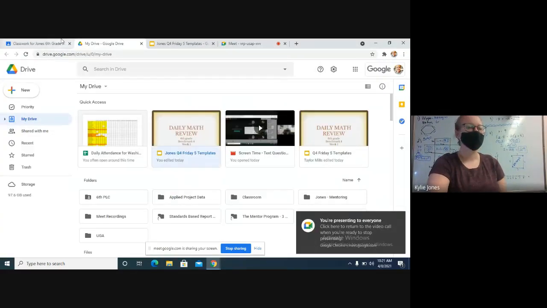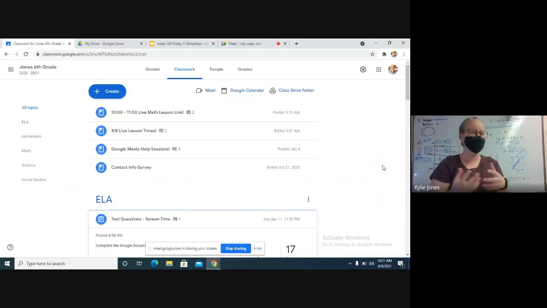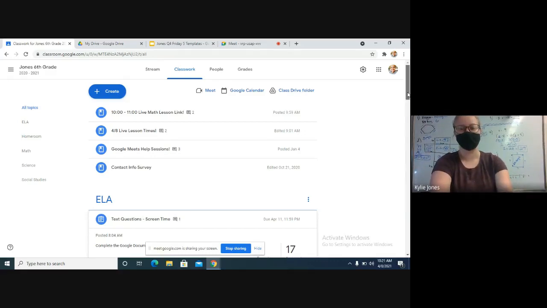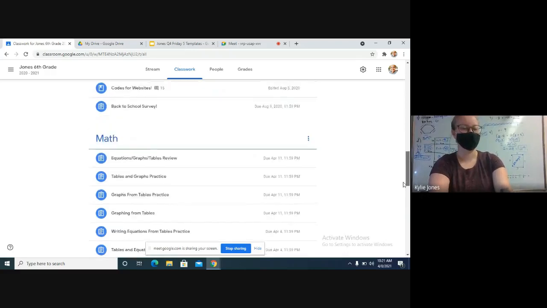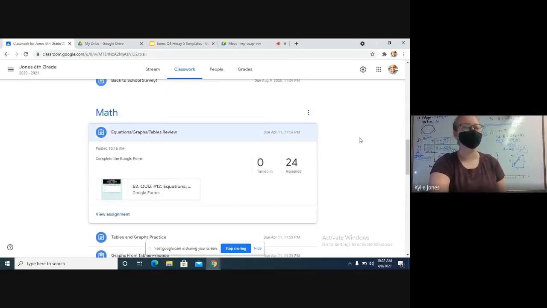Are we going to finish the whole thing? I think you guys have plenty of time. You're going to work on it on your own. It's a review for your test tomorrow. It starts off easier where you're plotting points, and then it progressively gets harder where you're going to write some equations and make some tables from it. So on Math, you should have an assignment called Equations, Graphs, Tables, Review. That is your assignment for today.